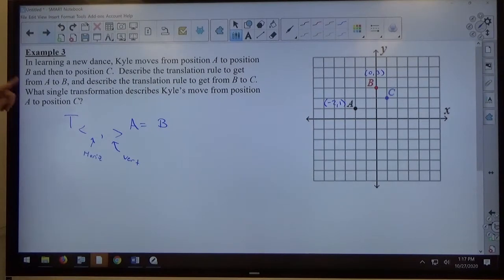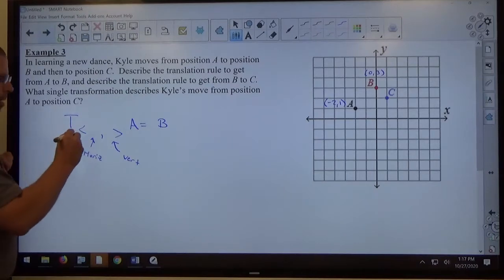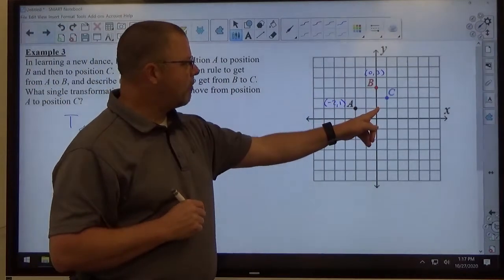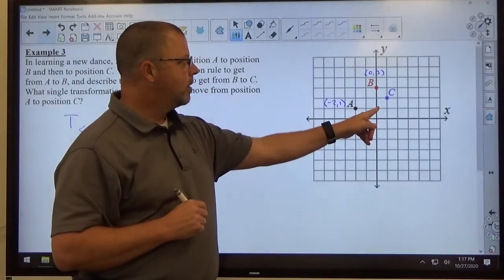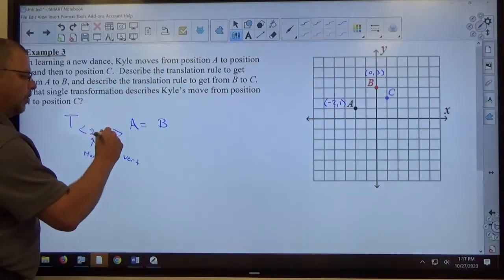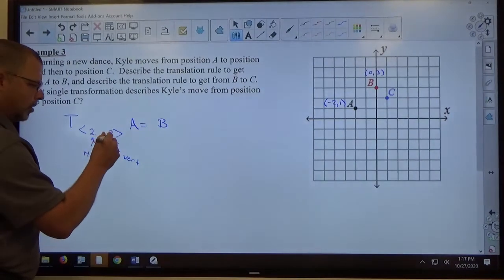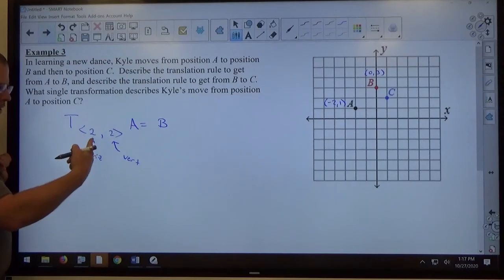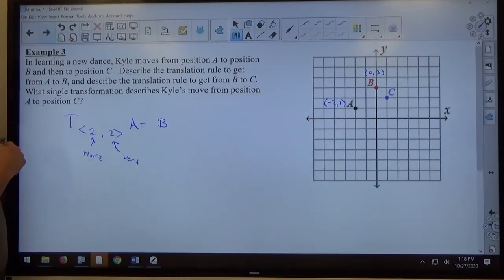So, if I'm at A and I want to get to B, first horizontally, how far do I have to move? And in which direction? 2 to the right. So 2 to the right is a positive 2 horizontal movement. And then if I move 2 to the right and I'm in this spot, how far do I have to move up or down to get to B? 2. Which direction? Up. And up is a positive direction. So T, 2, 2. And I can just put 2, 2, not positive 2. Translation of A, 2 right and 2 up gets me to B.